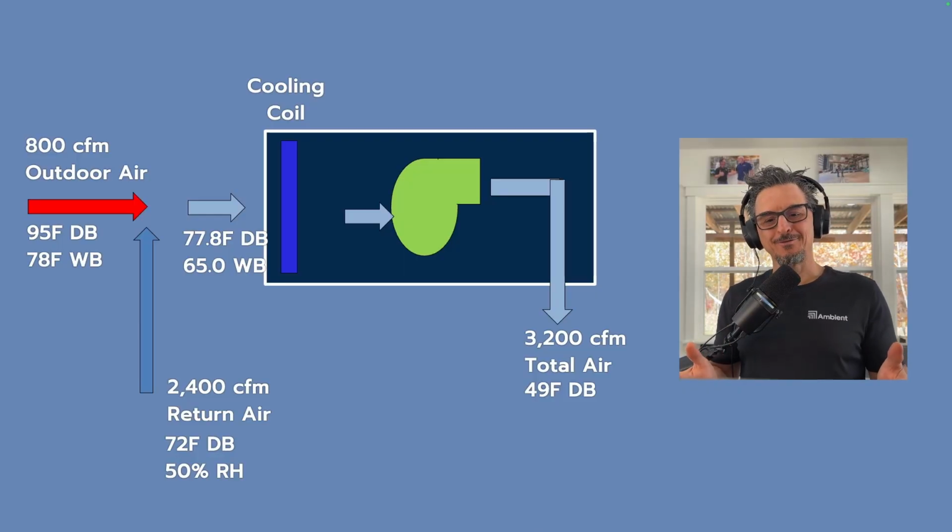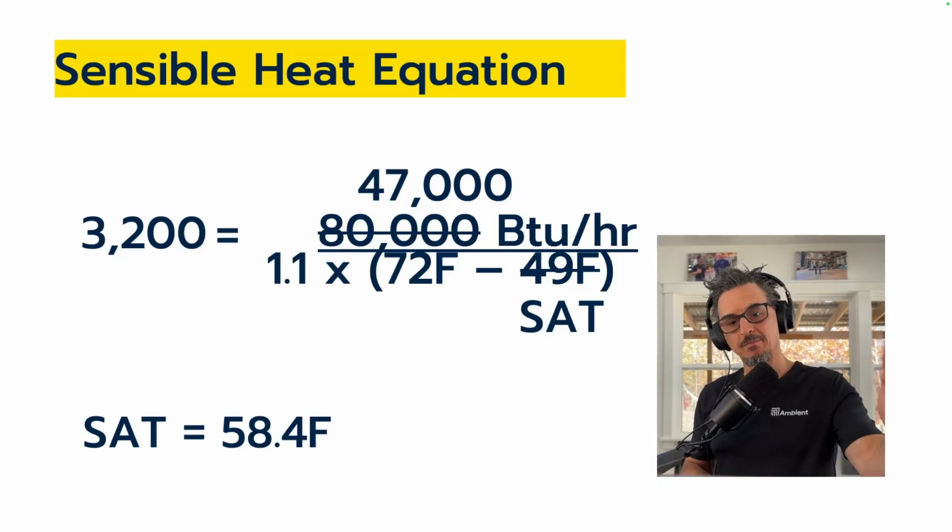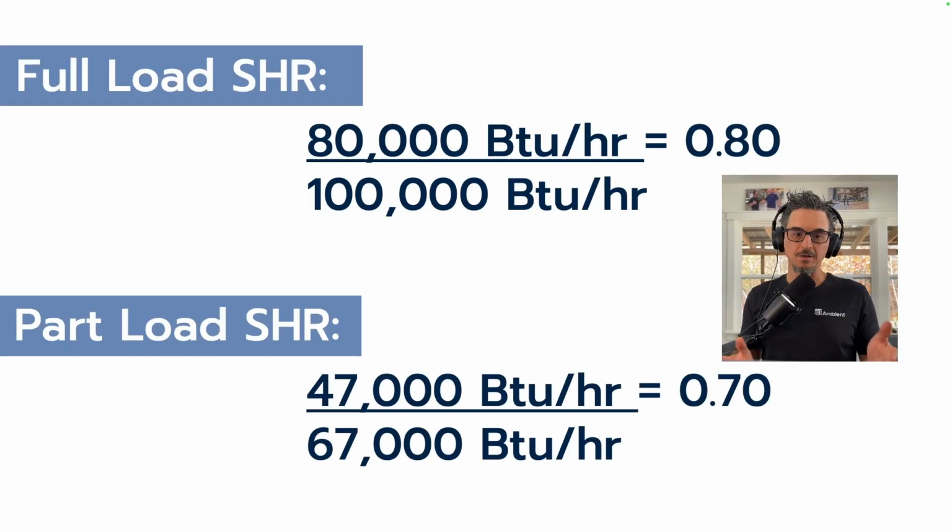The chilled water valve, and our supply temperature is now 58.4 degrees because we've run it through this equation again. We solve for the higher temperature. So what's our new part load SHR?